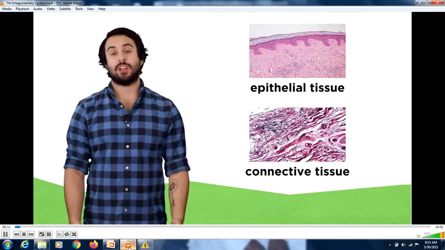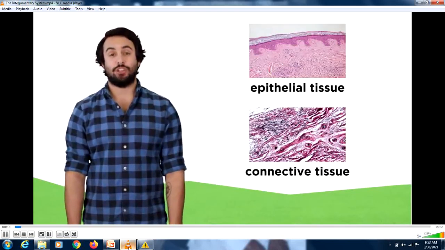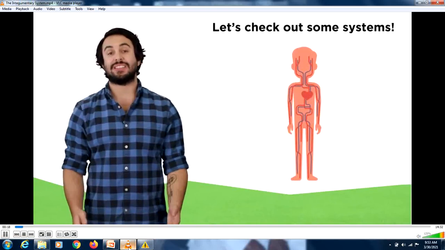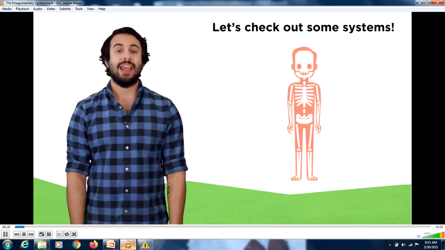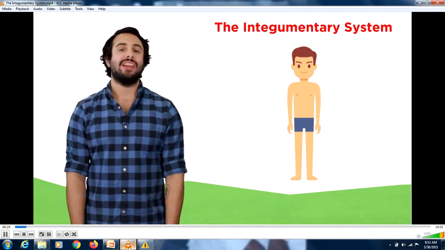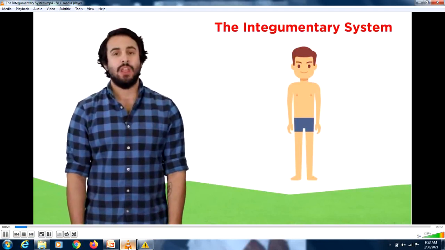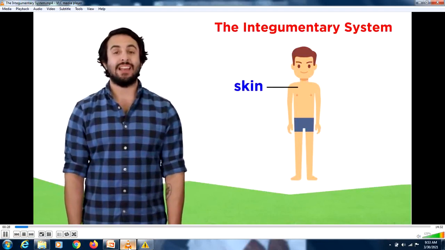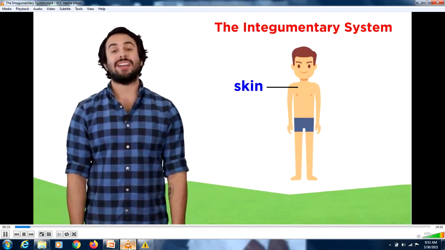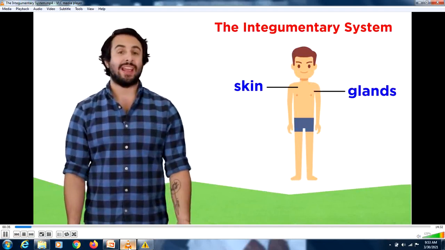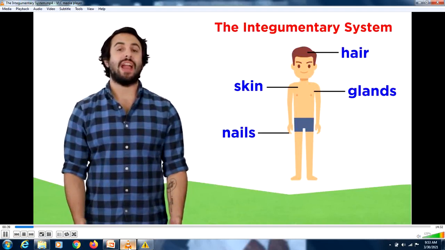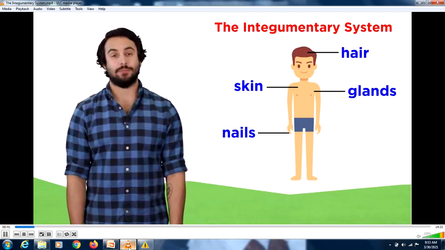With some basics covered regarding two of the types of tissue in the human body, we are ready to start looking at some of the different systems found in the body, and we are going to start with the outermost system, which is called the integumentary system. This is made up of the skin that covers and protects all your other body parts, as well as its derivatives, like certain glands, as well as hair and nails. Let's look at the structure and function of these components now.